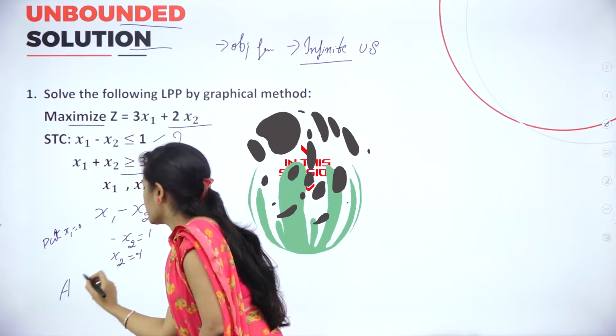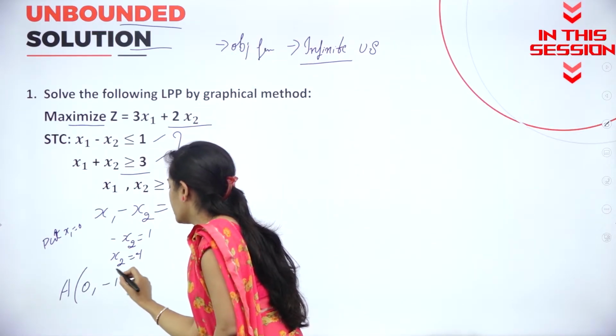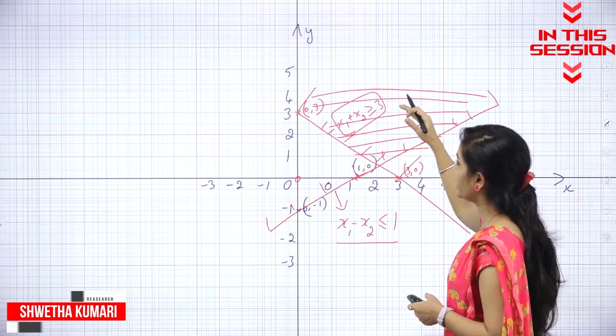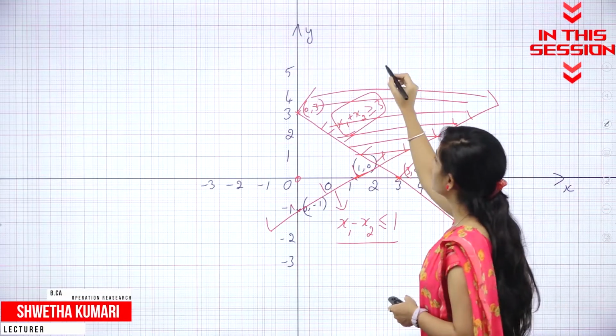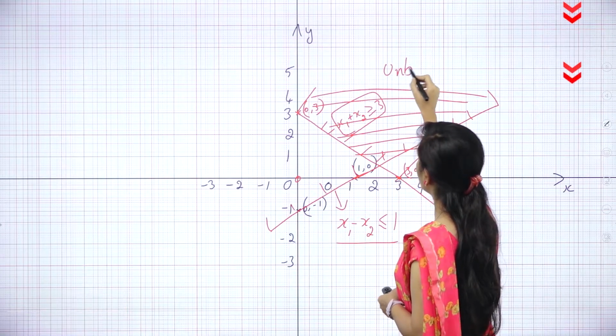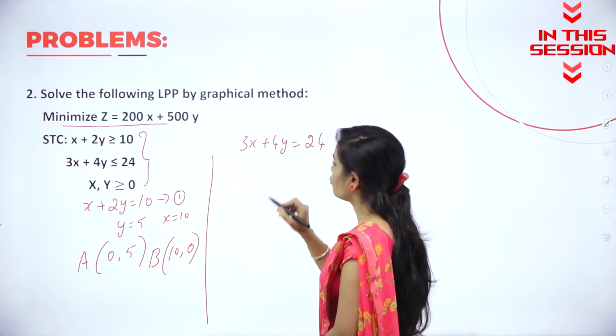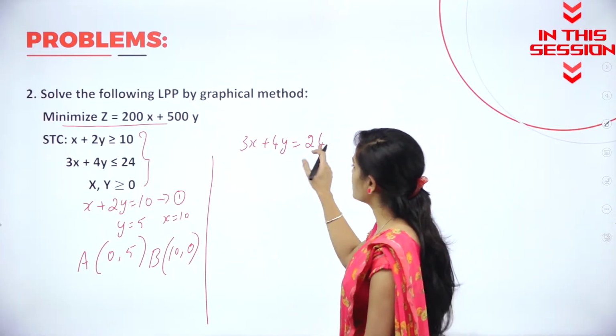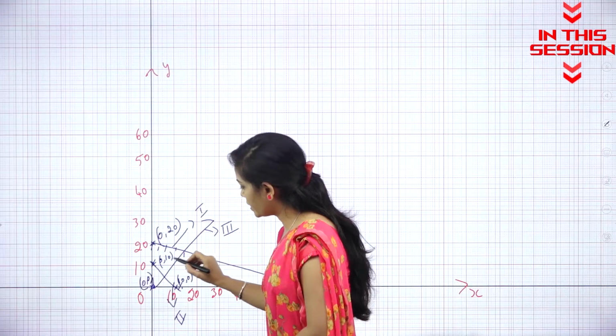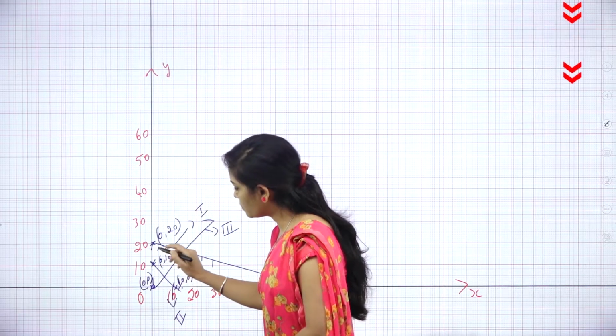So point A is 0, minus 1. So if it is infinite, then we can call it an unbounded solution. So put x is equal to 0, 4y is equal to 24, so y is equal to... so these points are connected to each other. So this is my feasible region.